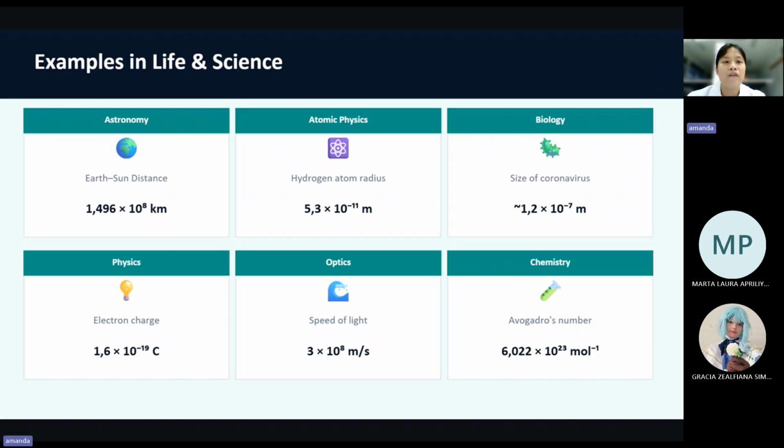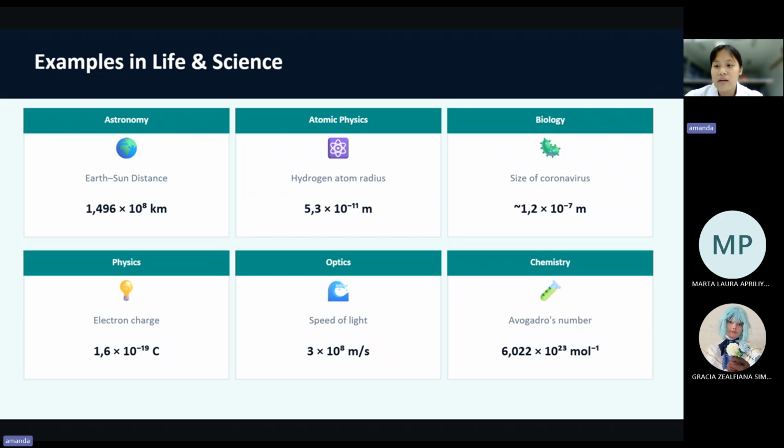Examples in life science. In science, now let me show you why scientific notation is so useful in real life. Scientists in many fields use it every day. Here are some real examples.